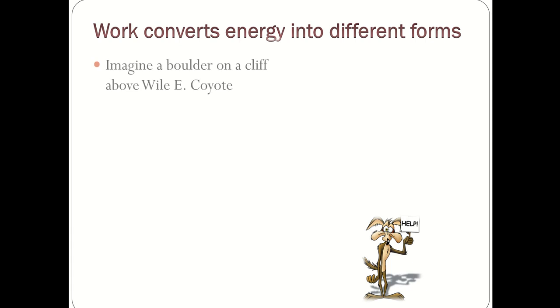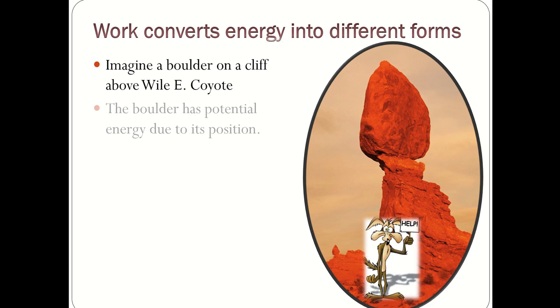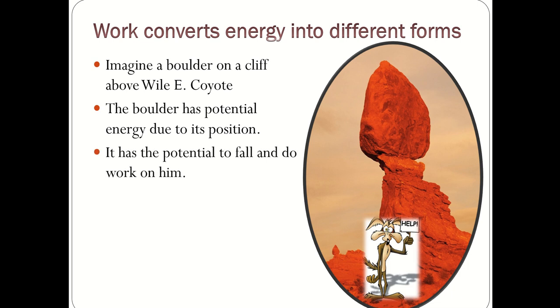So here we have an example. Let's say we have this boulder on a cliff above Wile E. Coyote. So the boulder has the potential energy due to its position. So for example, if it drops, it can crush him, right? If it was just sitting on the ground, then it wouldn't do anything. So in this case, the boulder only has the potential to fall because of its elevation. If it was sitting on the ground, then it would not be able to do any work.